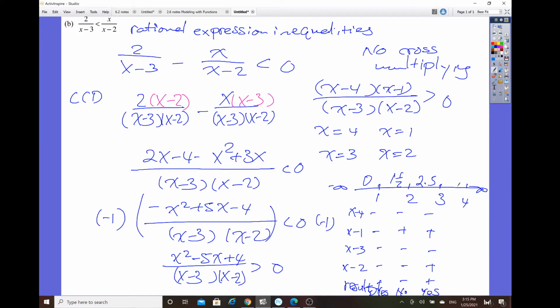And what about anything that's greater than 3 but less than 4 in the interval? Right here, 3.5. 3.5 minus 4, negative. 3.5 minus 1, positive. 3.5 minus 3, positive. 3.5 minus 2, positive. So it's a negative result. That's not what we want, again, we need something greater than 0. And what about anything that's greater than 4? So 5. 5 minus 4 positive, 5 minus 1 positive, 5 minus 3 positive, 5 minus 2 positive. So it's all positive here. Yes.